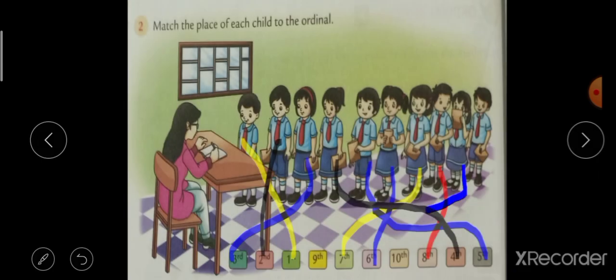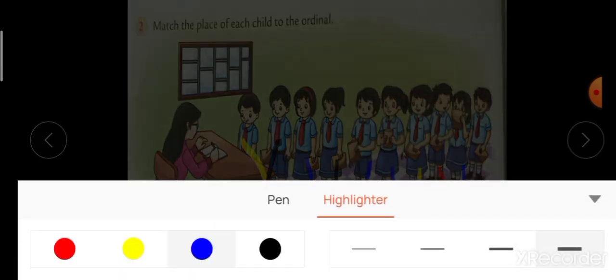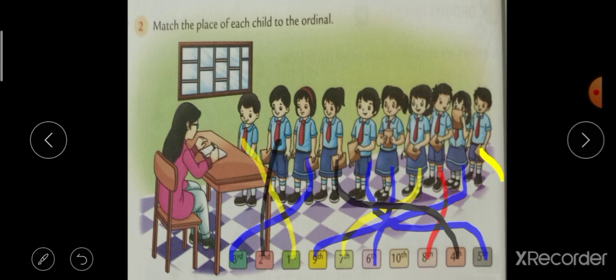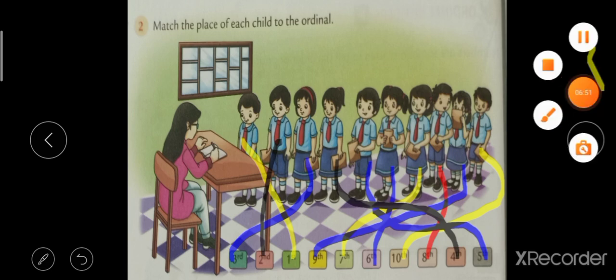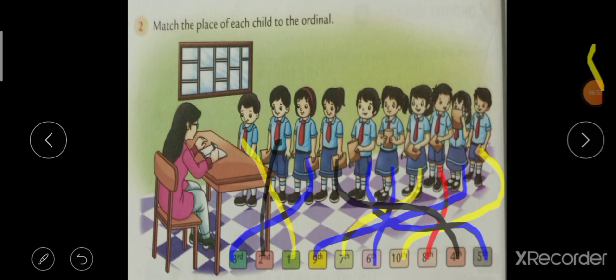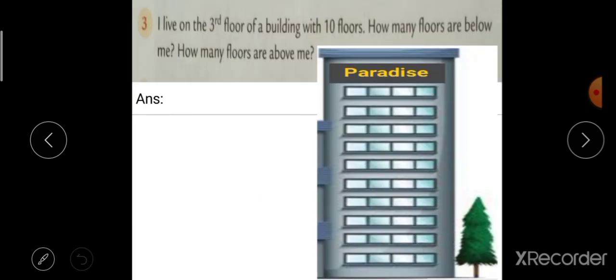Ninth is here. And then tenth, that is the last one. Here. Okay, so you need to match this. Fine. Match it clearly with your regular pencil only. This is again textbook, children. Now let us see the next question.